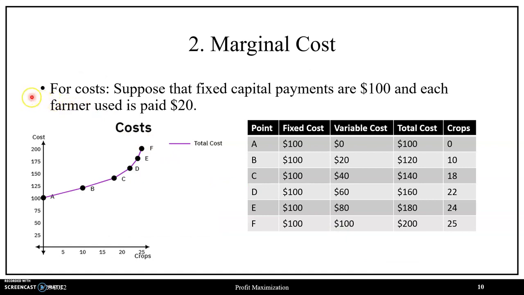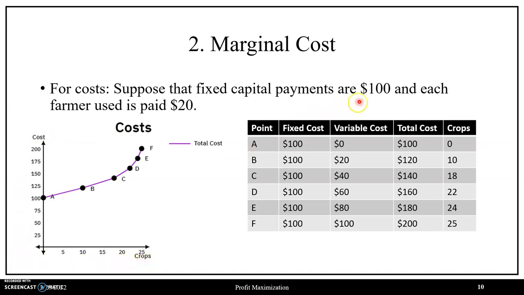So, beginning with costs, let us suppose that the firm is paying fixed capital payments of $100 and that each farmer, which will be our labor, is paid a wage rate of $20. In terms of our graphical representation of total cost, we have that on the left, and we also have a table representation on the right. Cost is going to be on the vertical axis, quantity of crops is going to be on the horizontal.